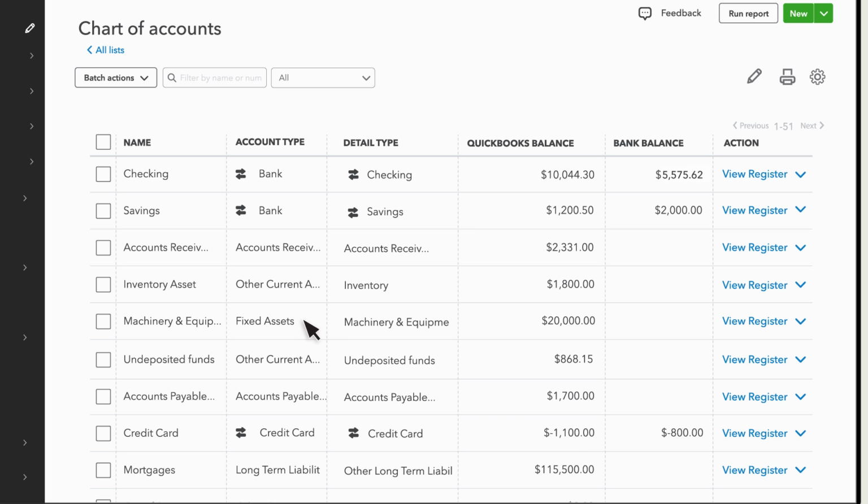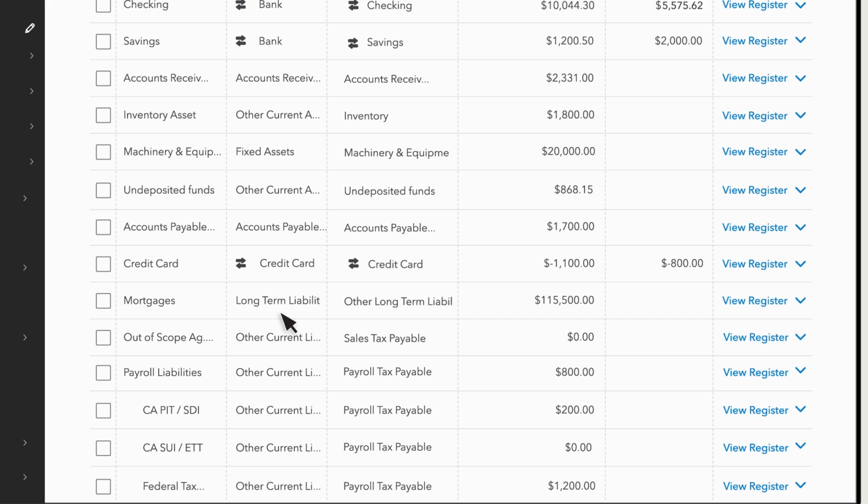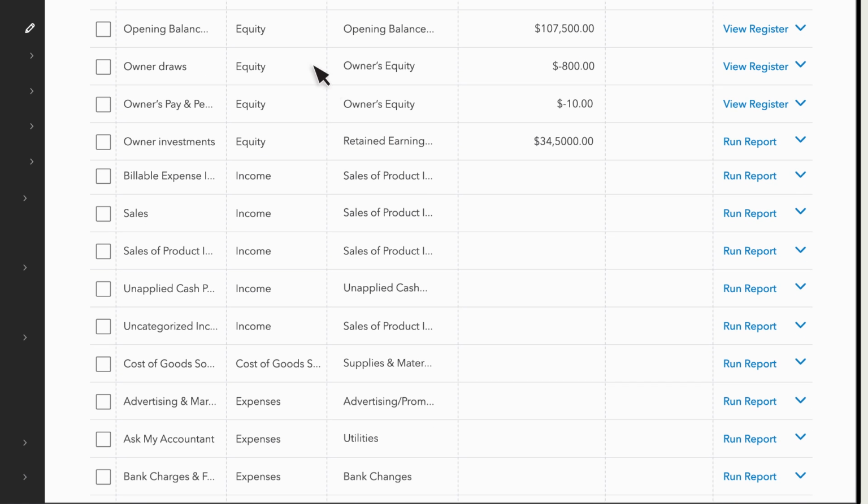Other accounts, like fixed assets, tell you the value of things you own, like a truck or a warehouse, and liabilities tell you how much you owe, like on a mortgage. Equity accounts show you how much the business is worth to the owner. You use equity accounts when the owner deposits money into the business or when they withdraw money for their personal expenses. Income accounts help you track why you receive money from customers or donors.